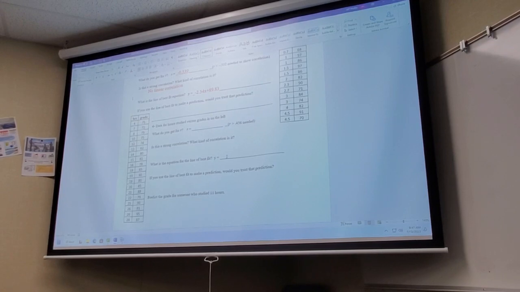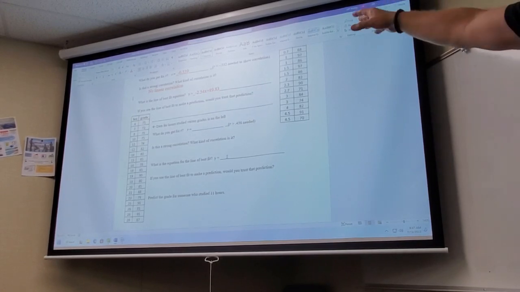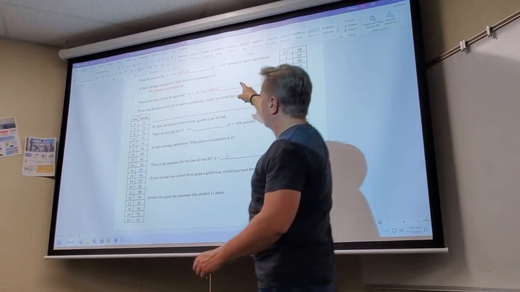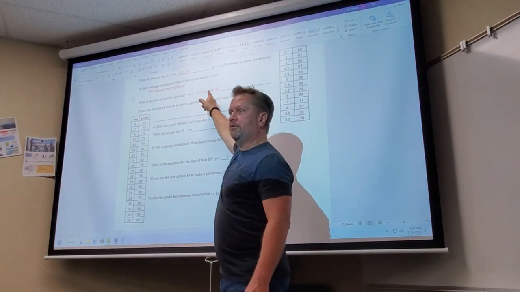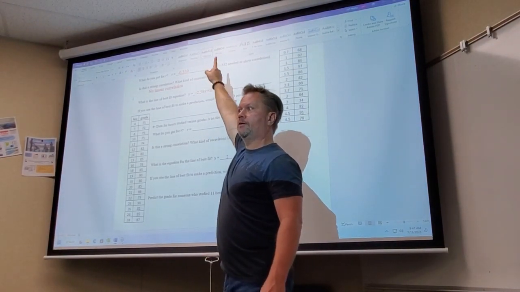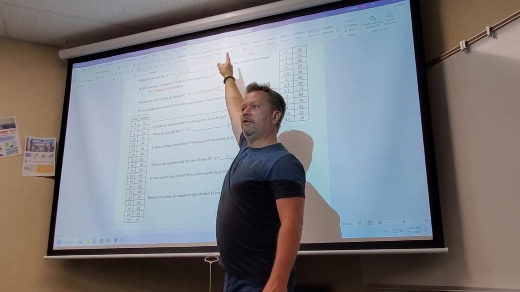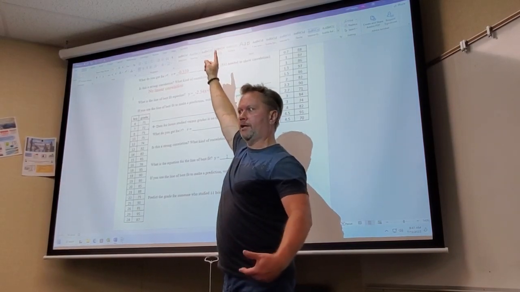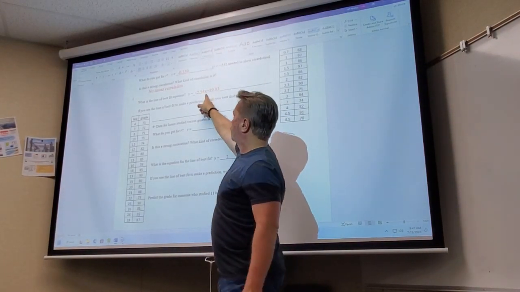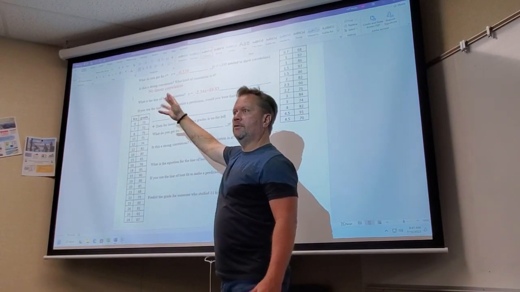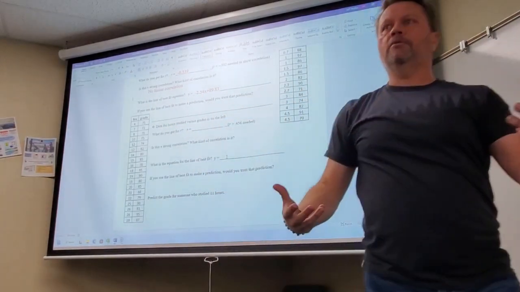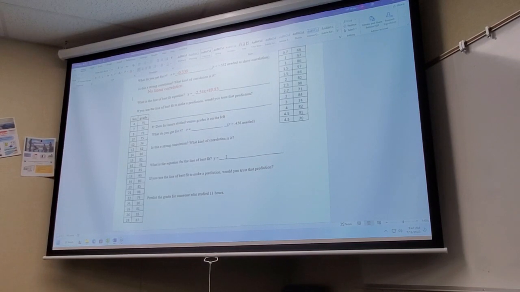Okay. But would we trust this line? Would you trust this line to make accurate predictions based on what we saw? Did we even find a correlation? Did we find evidence for an actual correlation? No. So what do you think? Would you trust the line to make predictions? No. I can't trust the line to make predictions. Okay.